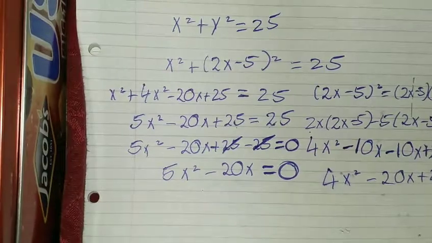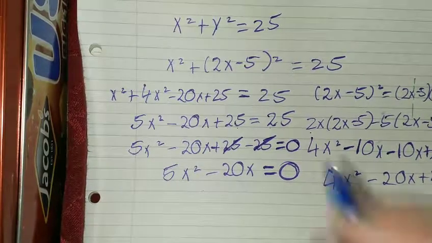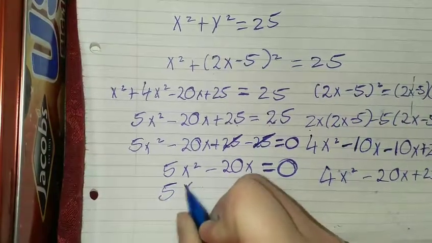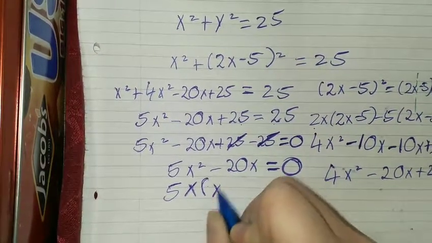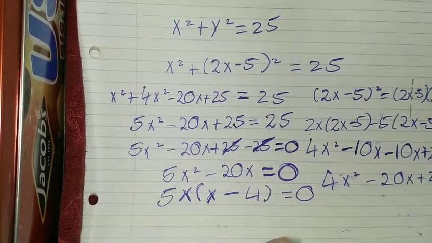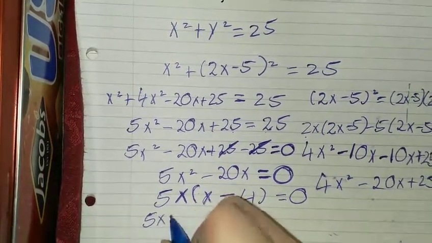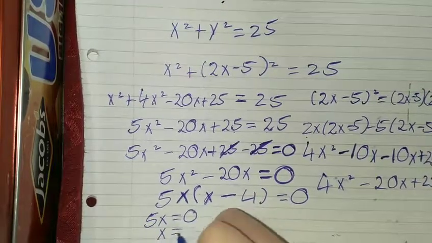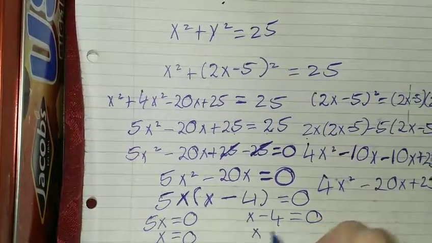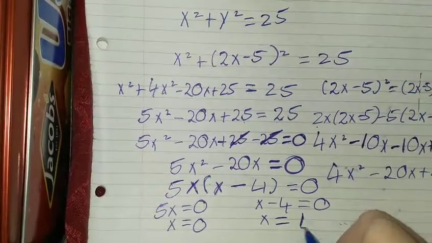So now I have this example of highest common factor. So I have to take out my highest common factor, which would be 5x, and then I'm left with x minus 4 equals 0. So I have to let each of these equal 0. So I have to let 5x equal 0. So then x will be equal to 0. And I have to let x minus 4 is equal to 0. So then x is going to be equal to 4.